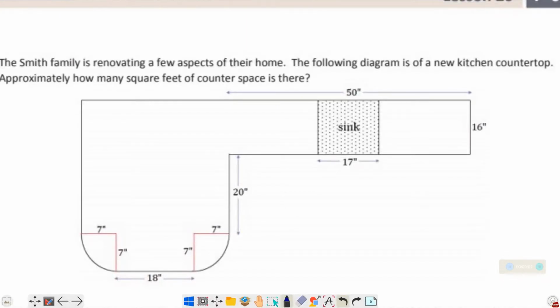The Smith family is renovating a few aspects of their home. The following diagram is of a new kitchen countertop. Approximately how many square feet of counter space is there?